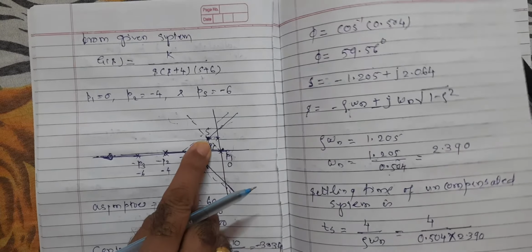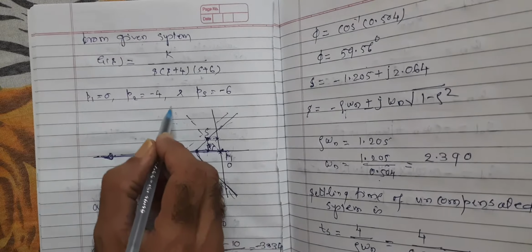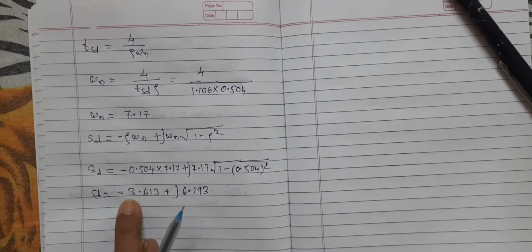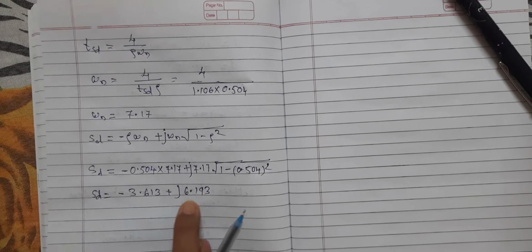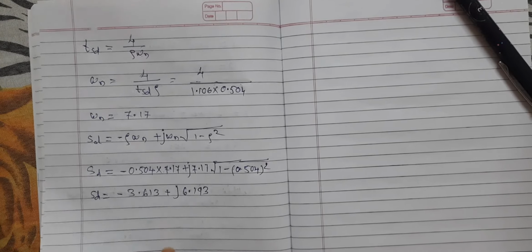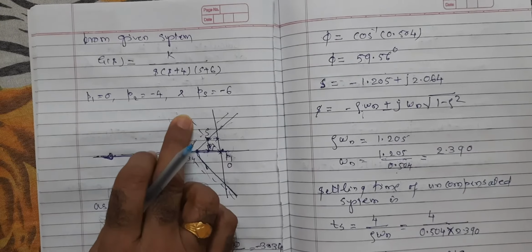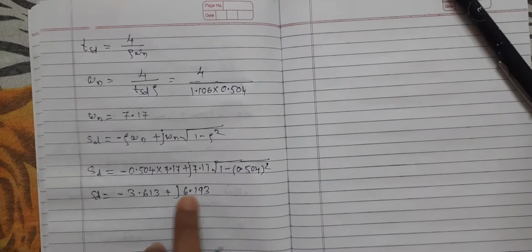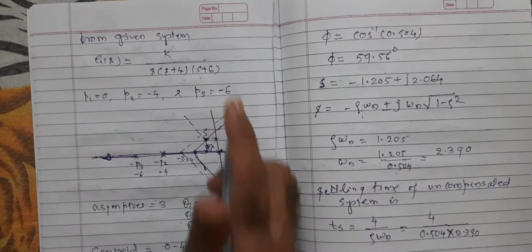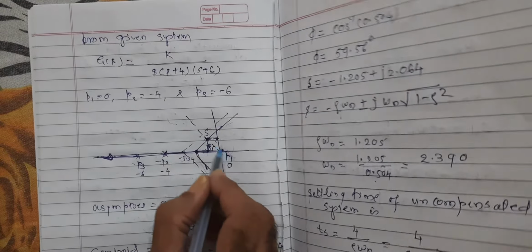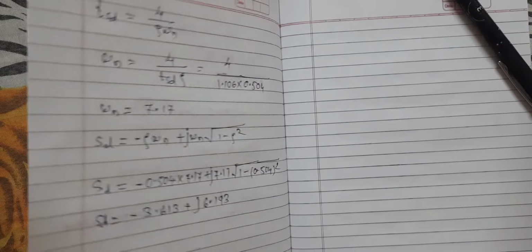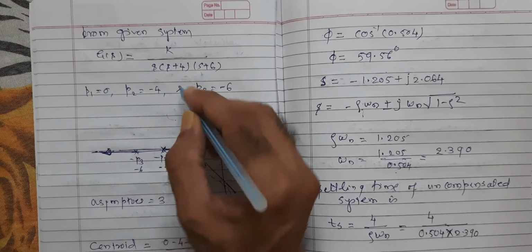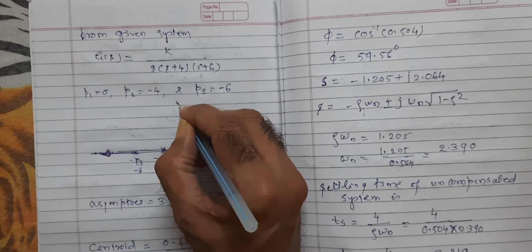So my point is shifted to minus 3.613 and j 6.193, where my neta remains the same but my omega n is changed. Now we are shifting this point, so it becomes 3.613. Here it is 3.3, so it is somewhere here.